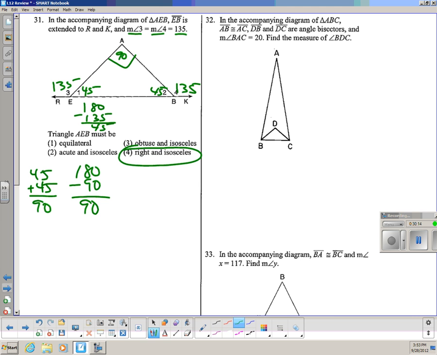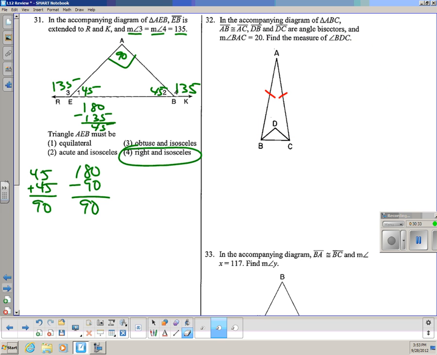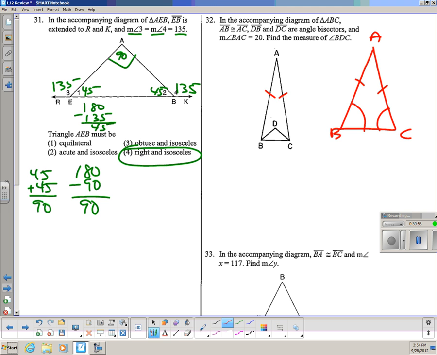Number 32 is tricky. Number 32 says, in the accompanying diagram of triangle ABC, AB is congruent to AC. So you know what I'm going to do with this? I'm going to draw the skinny triangle without D involved, just so we could see something, and that's a good strategy sometimes. If I have triangle ABC, they told us AB is congruent to AC, so what that means is this is an isosceles triangle, and opposite the congruent sides, I will find the congruent angles.